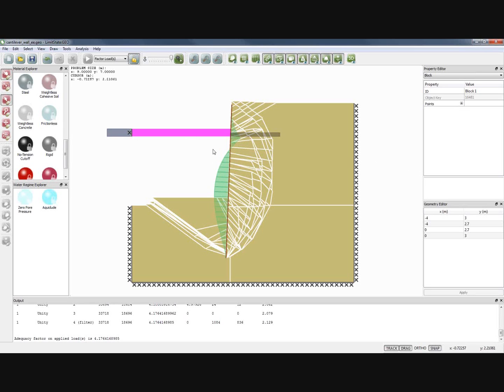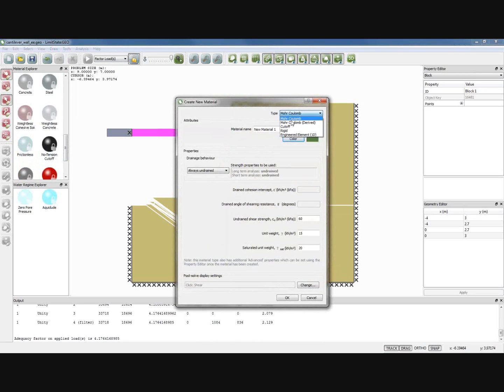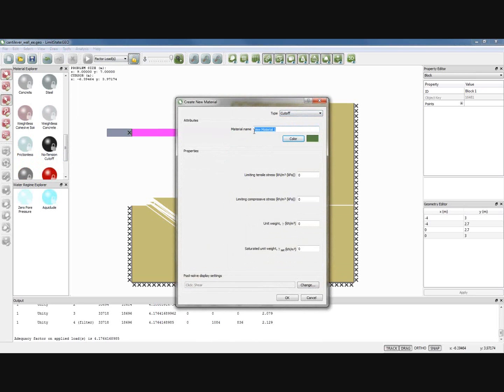If I know what the prop capacity is, then I can actually put that in using a tension cutoff material. So if I create a new material, I use what we call the cutoff material. And this, instead of allowing us to define strength of material in terms of shear strength, actually puts limits on the normal stresses, the tensile and compressive stresses. So it says limiting tensile stress, limiting compressive stress.